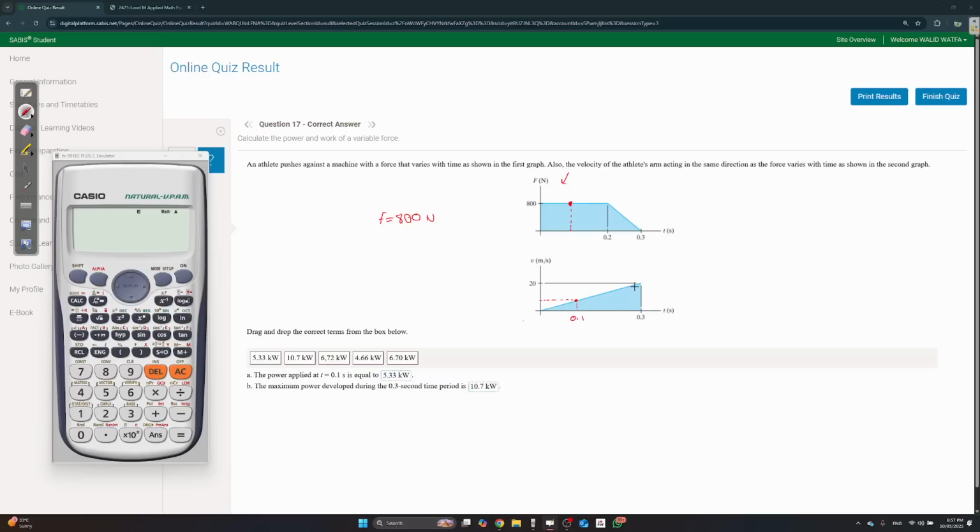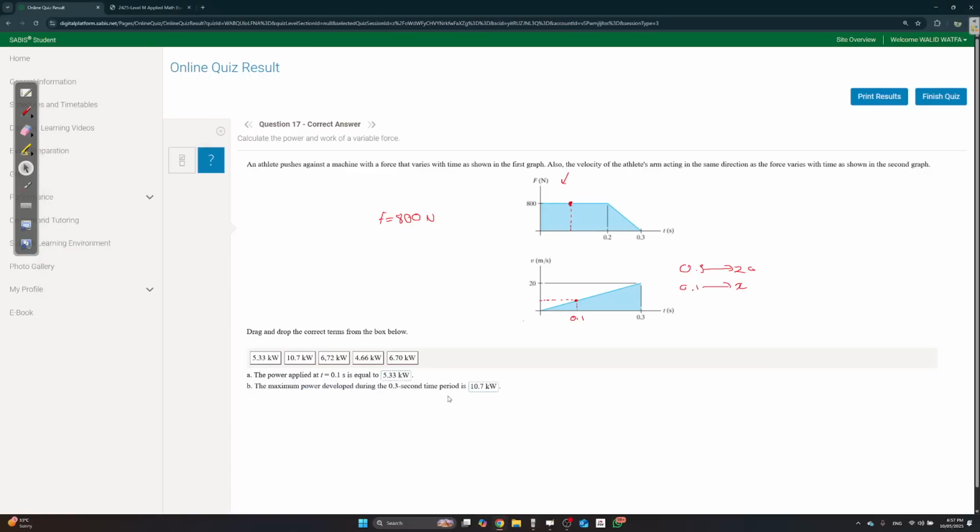You can find the equation of the velocity as a line and then just substitute 0.1. Or you could just say 0.3 gives you 20, so 0.1 would give you x, right? Cross multiplying, you'd get 2 divided by 0.3, and you're going to get 20 over 3. So 20 over 3 times 800, you get this as your power in kilowatts, it's 5.33.